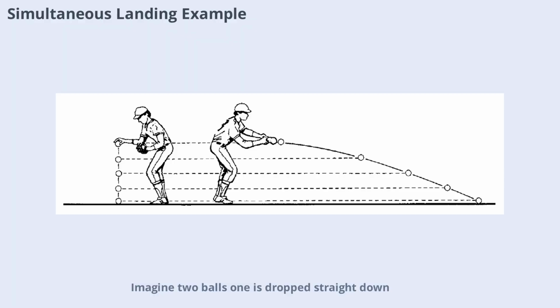Imagine two balls. One is dropped straight down and the other is launched horizontally from the same height. Surprisingly, both balls hit the ground at the same time. This happens because gravity affects their vertical motion equally regardless of their horizontal speed. This classic demonstration shows that the time it takes for a projectile to fall depends only on its initial vertical position and gravity, not on how fast it moves horizontally. This principle is fundamental in biomechanics and physics, helping us understand everything from jumping athletes to falling objects.